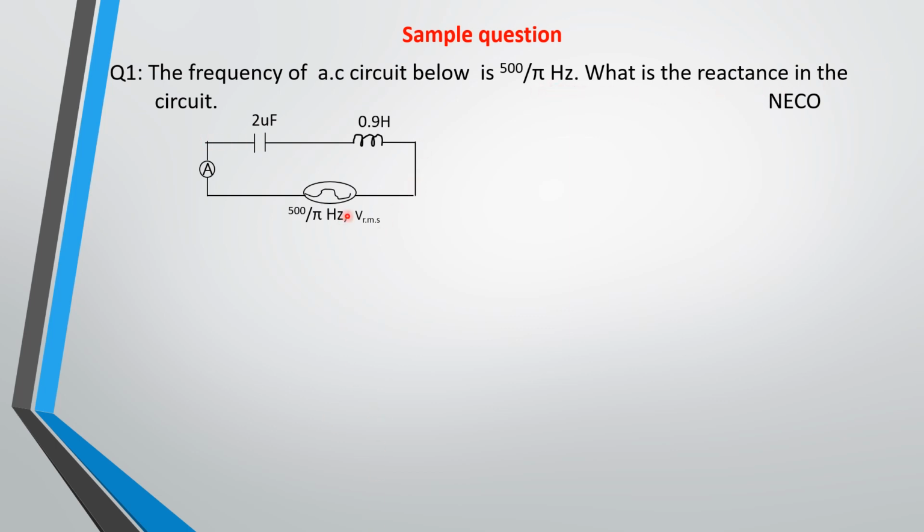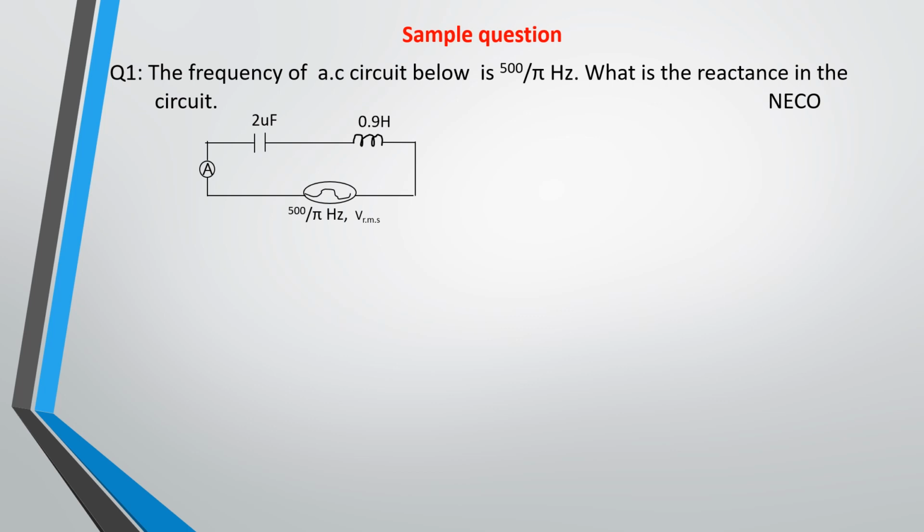Okay, if you look at this circuit, you are given the inductance of this inductor and the capacitance of this capacitor. Then this is the frequency, and the voltage is not given to you. So you are asked to find the reactance of this particular circuit arrangement. Before you can find it, let us just bring out what is given to us.